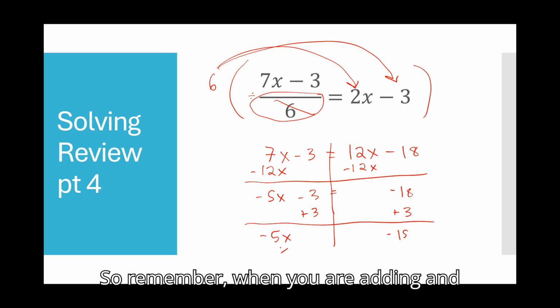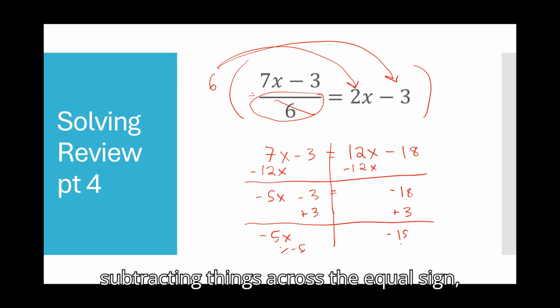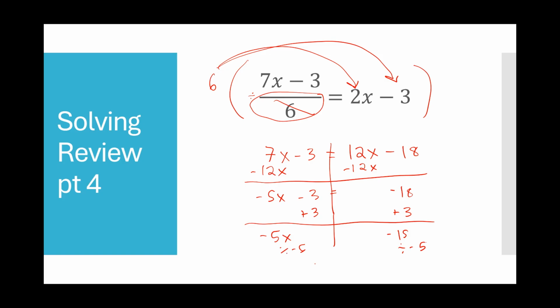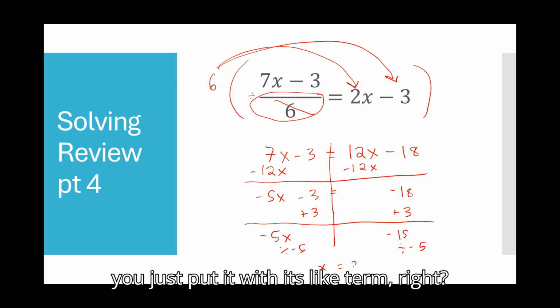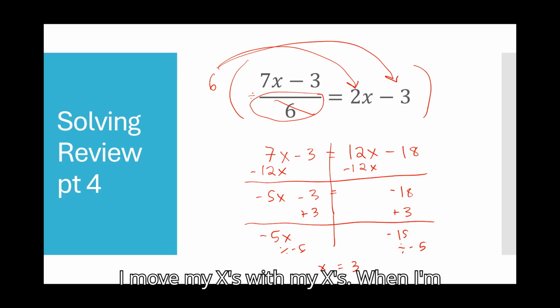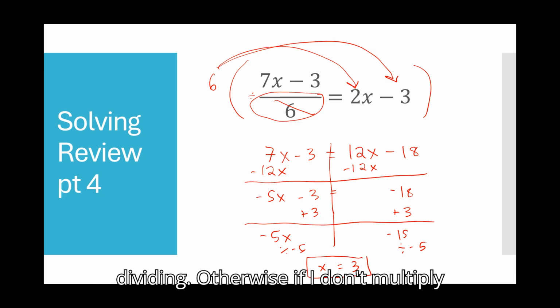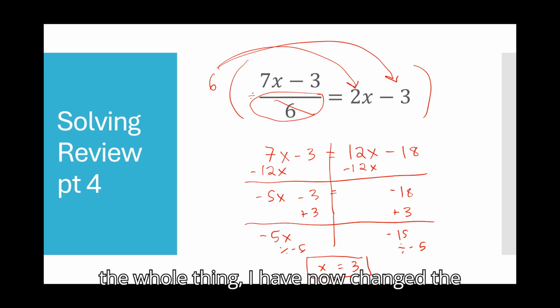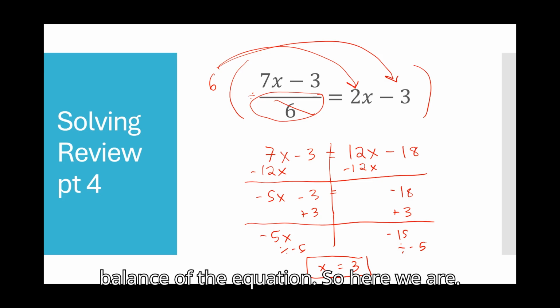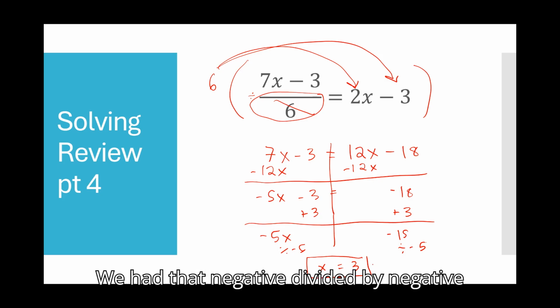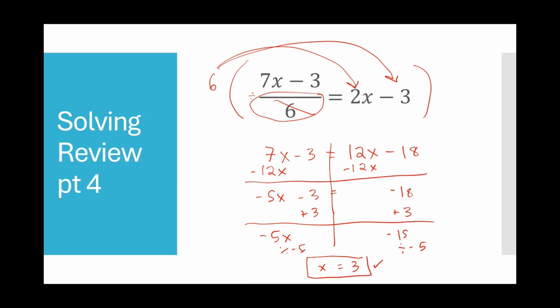So remember, when you are adding and subtracting things across the equal sign, you just put it with its like term, right? I move my x's with my x's. When I'm multiplying or dividing, I have to hit everything, no matter what. That's what happens with multiplying and dividing. Otherwise, if I don't multiply the whole thing, I have now changed the balance of the equation. So here we are. We had that negative divided by negative. x equals positive 3.